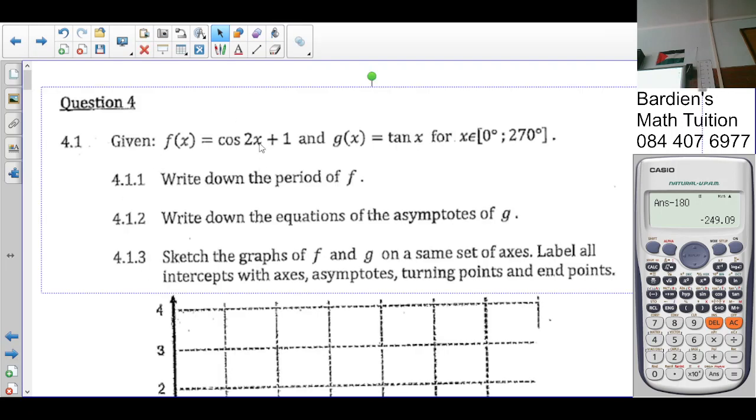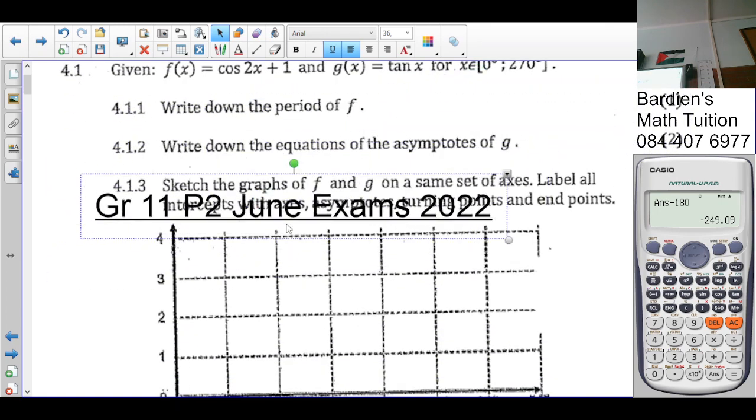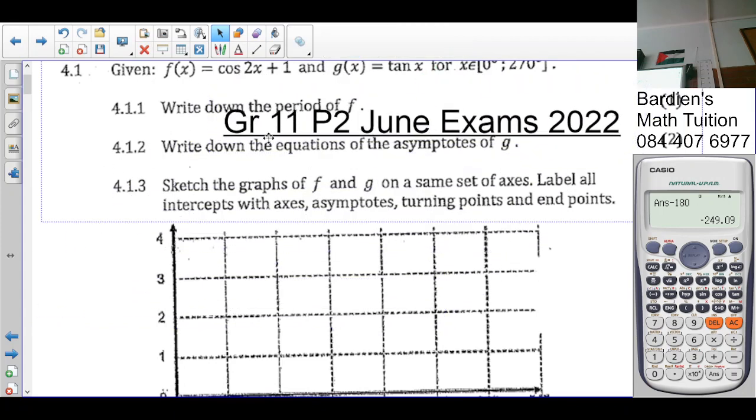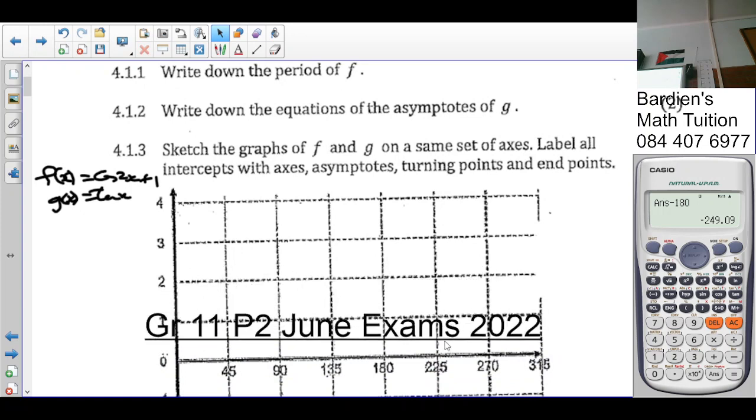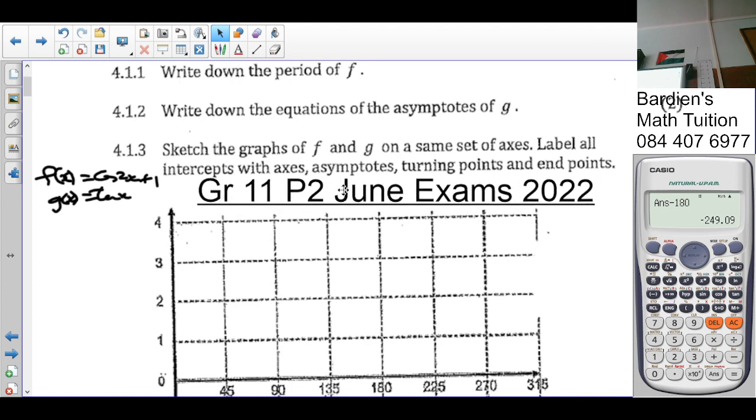Okay, question 4. Here we are given f, which is cos 2x plus 1, and you're given g of x equals tan x for x in, very important, for x an element of 0 to 270. But if you look at what is given here, it's given to 315 degrees. Can you all see that? So that you must keep in mind.